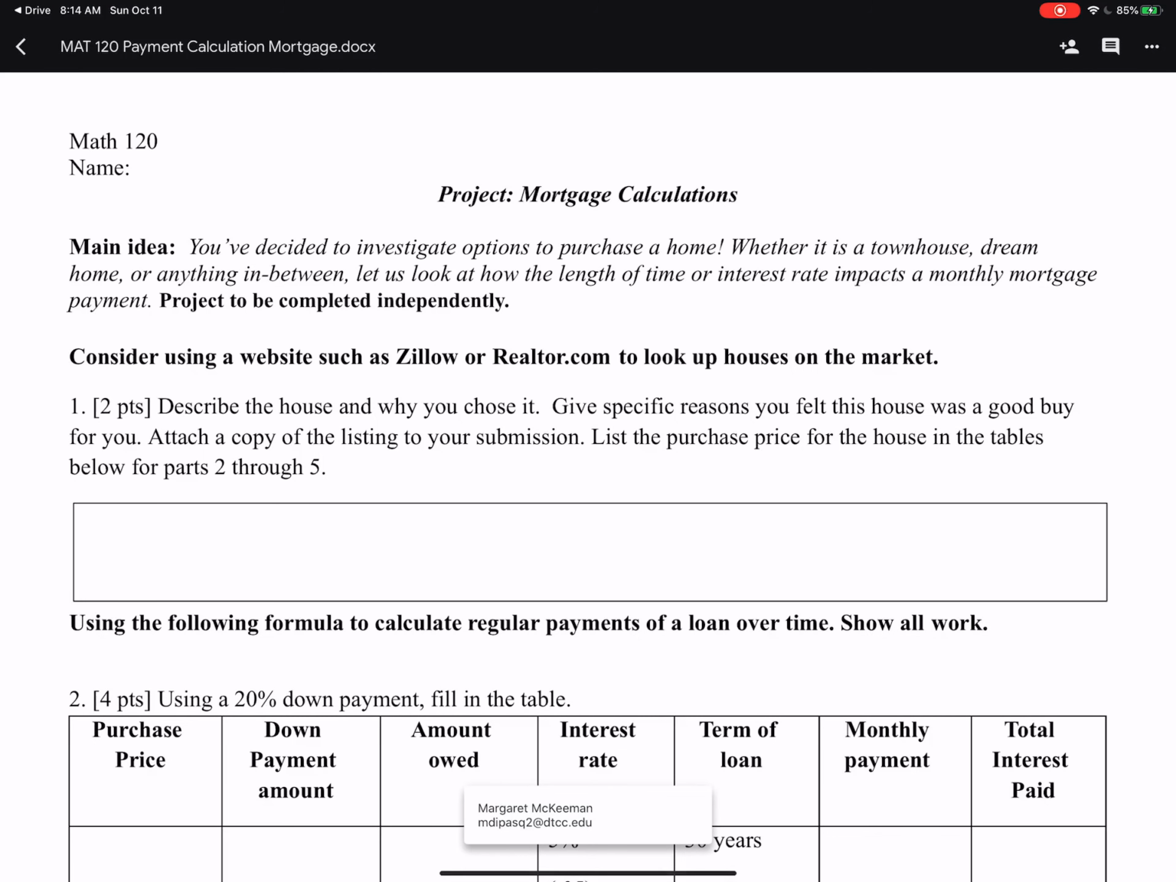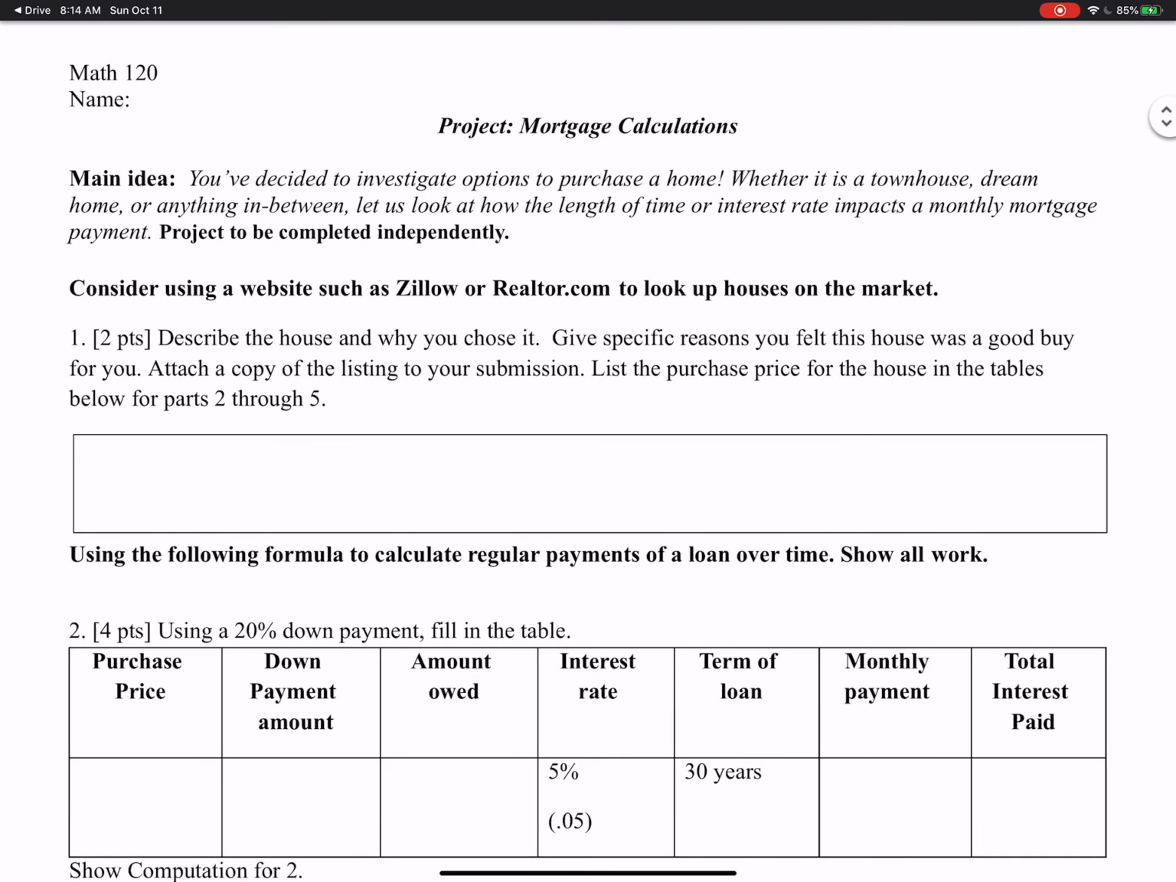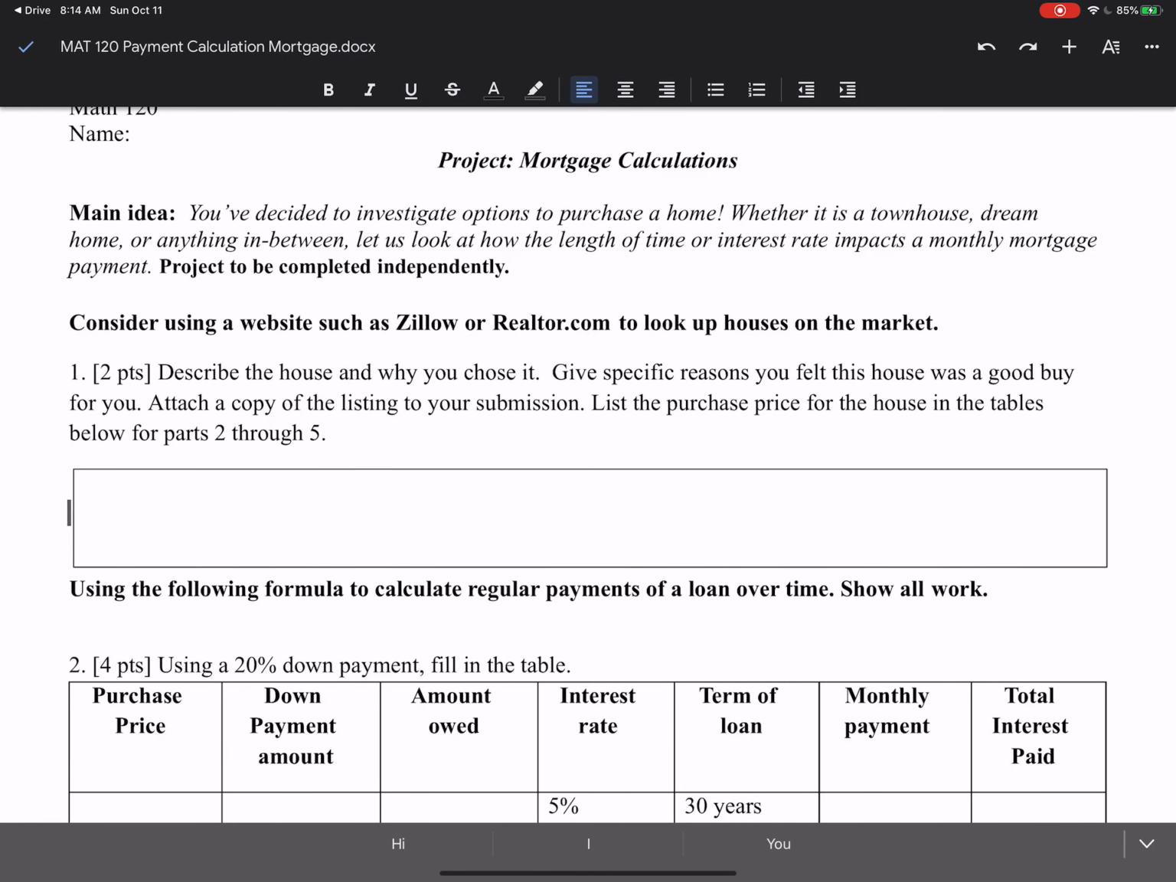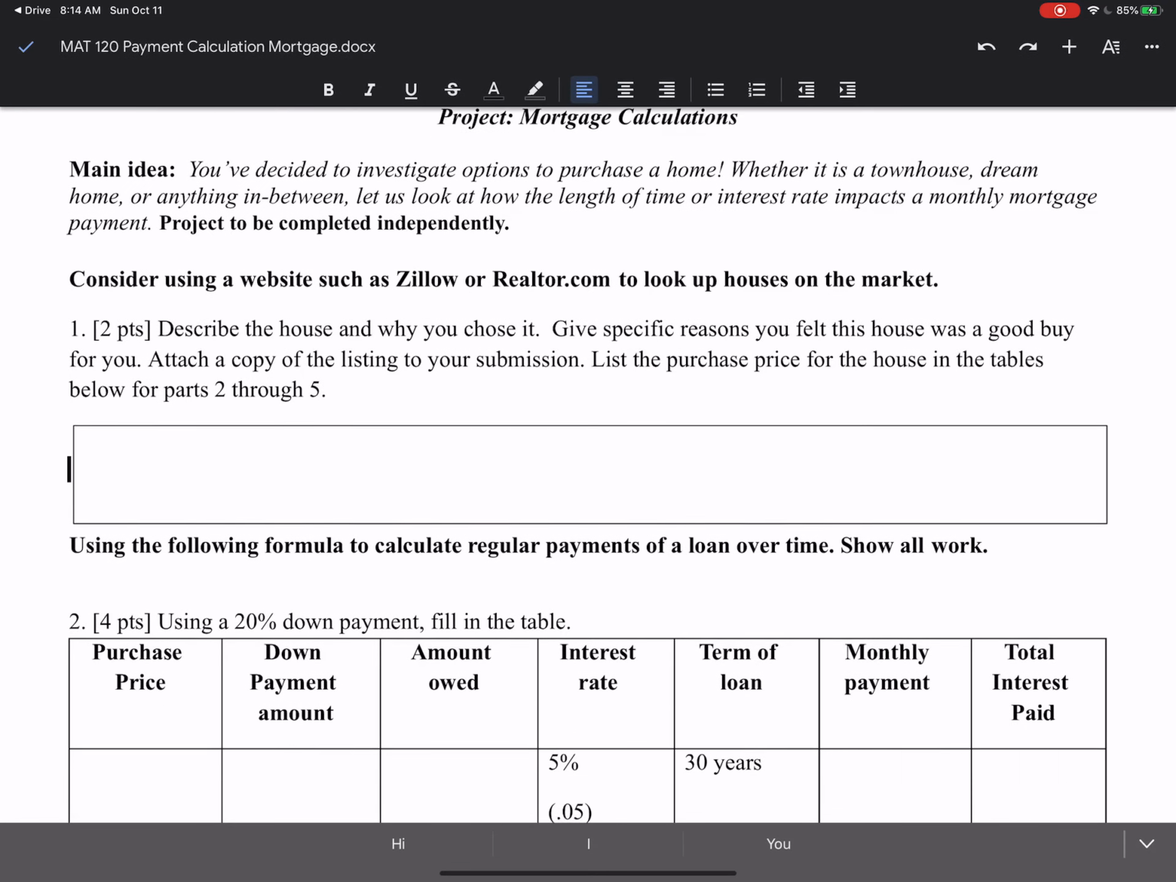you'll see that you're first asked to use a website such as Zillow or Realtor.com or something else to look up houses on the market. You'll have to choose a house and why you chose it, and in this box you'll give specific reasons why you felt the house was a good buy for you.